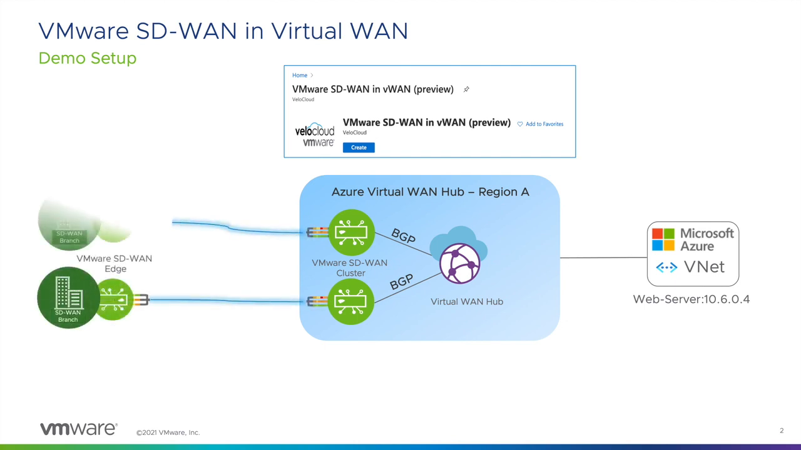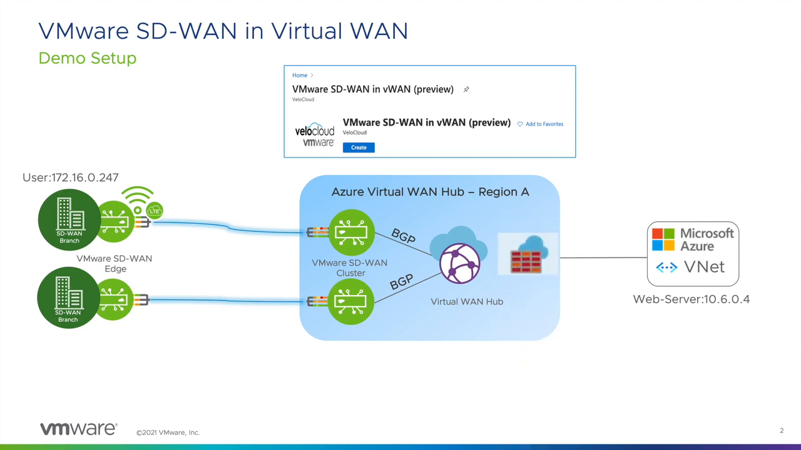We also have two branch locations, one with LTE and second with a broadband internet connectivity. These branch locations automatically connect to edges in VHub via SD-WAN overlay, thus extending our DMPO capabilities right into the Azure cloud. To demonstrate connectivity, we have a user behind branch one trying to access a web server in Azure VNet that's paired with the VWAN.